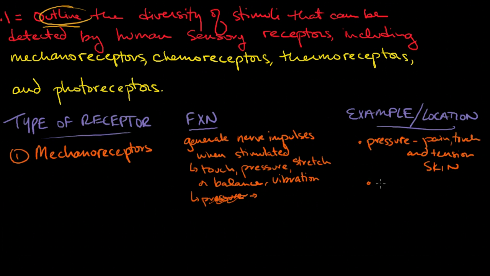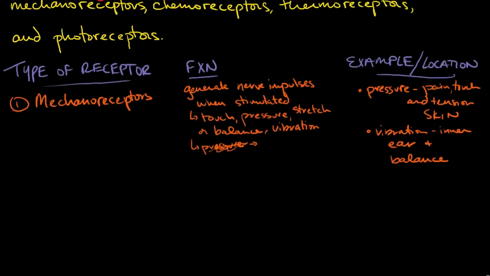There are touch receptors in the skin, and there's also, for vibration, the inner ear, which we'll learn about a little bit later, and balance or equilibrium. Sometimes it's referred to as equilibrium, but really your ability to stand up straight is involved here. So that's one type of receptor.